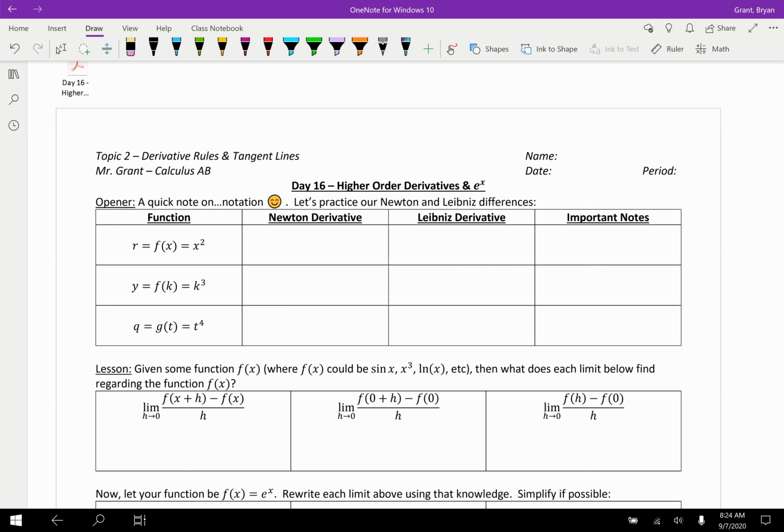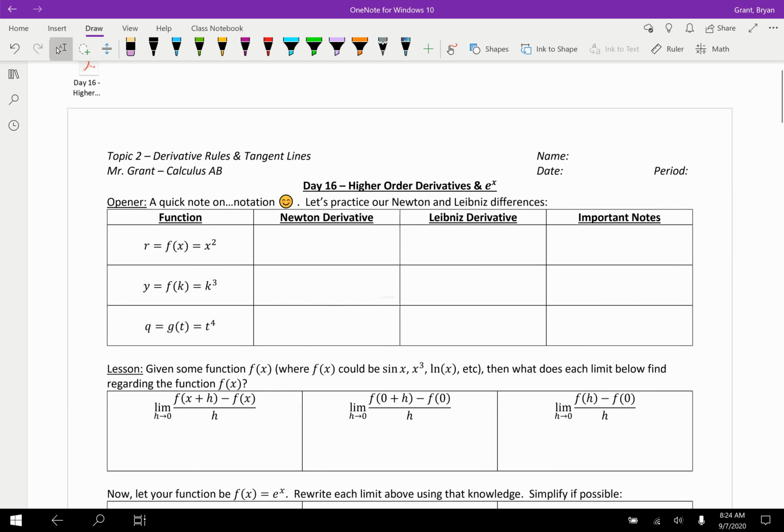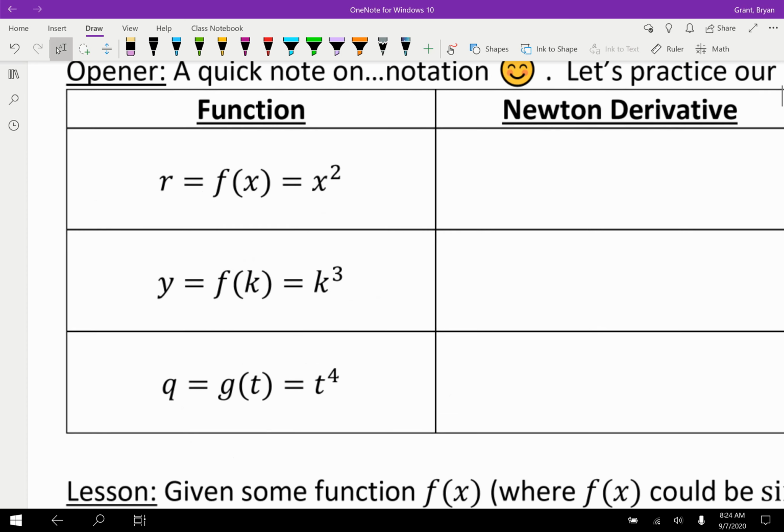So let's get started. We're going to have a quick discussion about Newtonian versus Leibniz notation, and we're going to do it looking at these three functions over here. Now, when you first are introduced to function notation, you might forget what each part of that notation is. In particular, the AP exam is fond of saying something like, let R be a function of x. They'll just give you that part at the beginning.